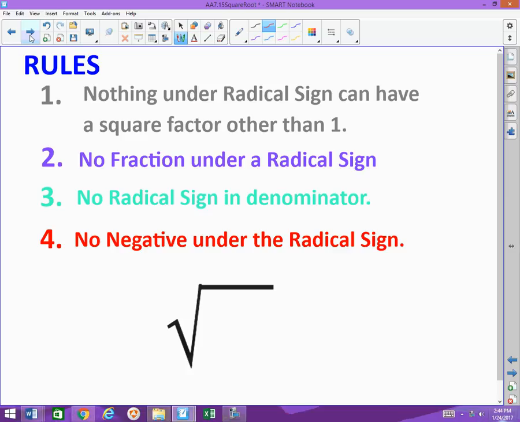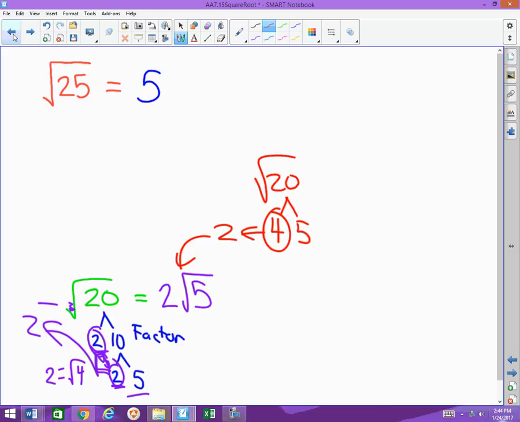So the rules for a square root, if you're trying to find it and simplify it to an exact value, is you can have nothing under the radical sign can have a square factor other than 1. Which means like this, you have to break it down, and then you've got this. Well, the only factors for 5 are 1 and 5. Well, that's a square factor because the square root of 1 is 1, but that's the only thing that you can break that down to.